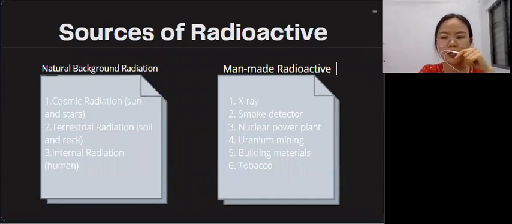Sources of radioactive can be divided into natural and man-made. Natural radioactive can be found anywhere in the environment, for example, soil, water, and vegetation. Natural background radiation can be found in three main sources: cosmic radiation, for example, sun and stars; terrestrial radiation, soil and rock; and lastly, internal radiation, which is humans themselves. Man-made radioactive sources include X-rays, smoke detectors, nuclear power plants, uranium mining, building materials, and lastly, tobacco.